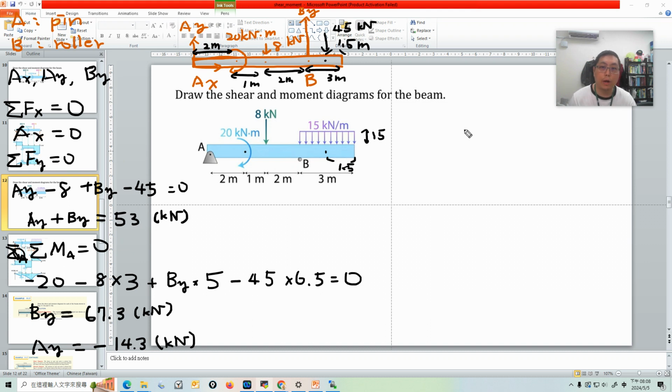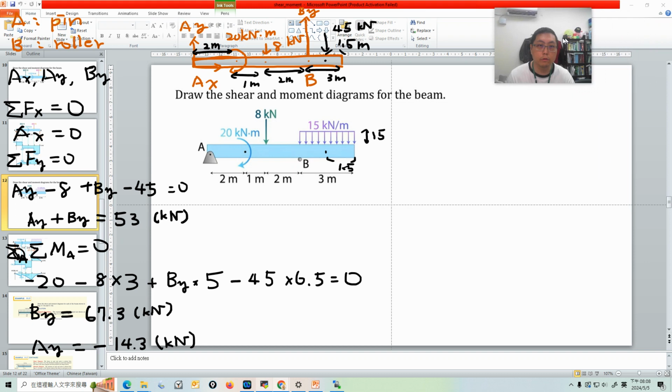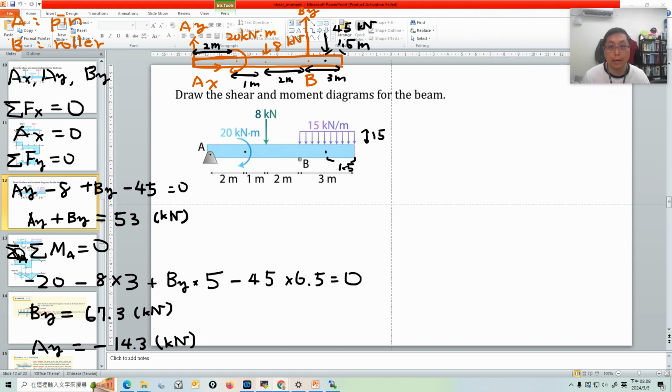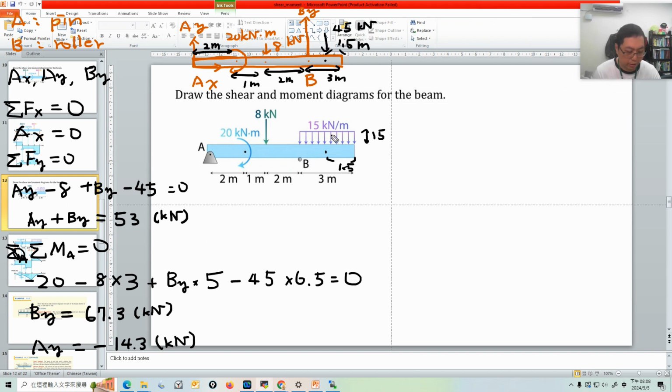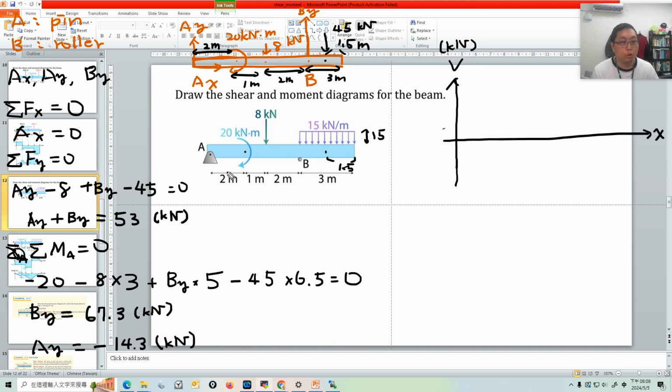Okay, so right now we can draw the shear moment diagram. First of all, we draw the shear diagram. Let me see. It's difficult here. Okay, let's draw this. It's very hard to draw a straight line. So it's the shear force, and we use kilonewton as the unit. And x is here. We draw from A.